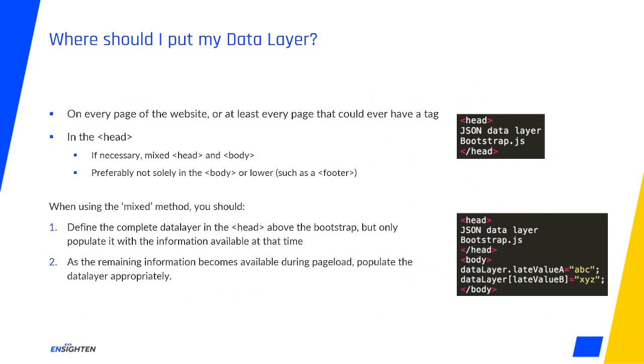Now that I've convinced you that you definitely need a data layer, let's talk about placement. On your site as a whole, you should strongly consider placing the data layer on every single page. But if that's not an option for some reason, then be sure it's at least on all pages that do or could ever have tagging.